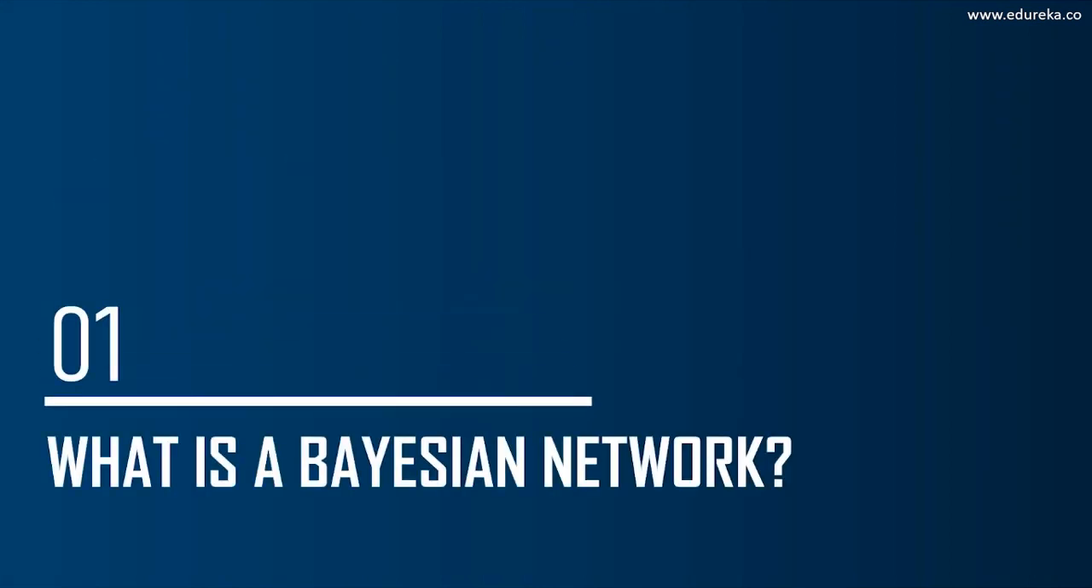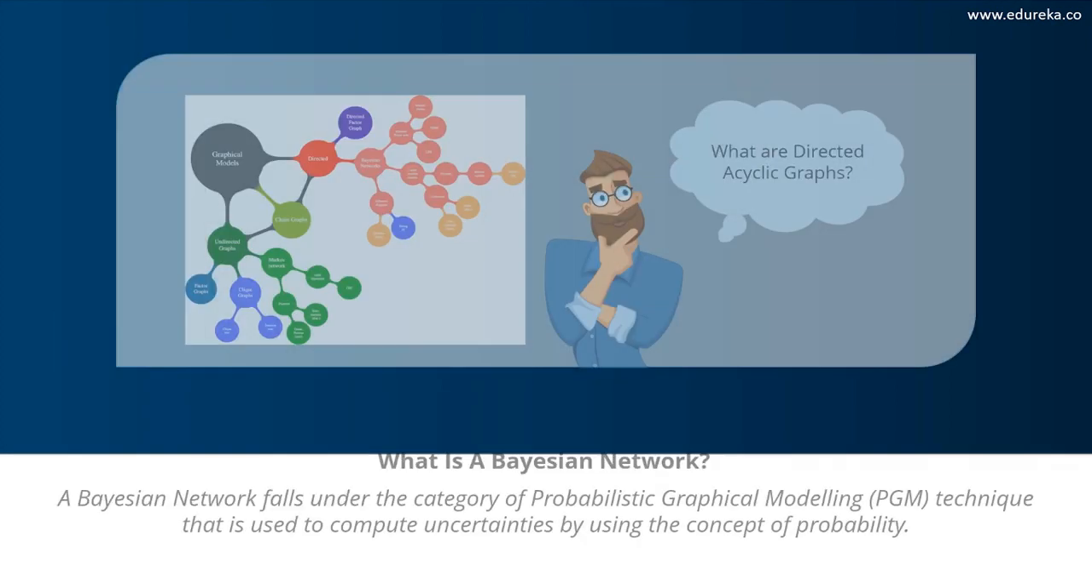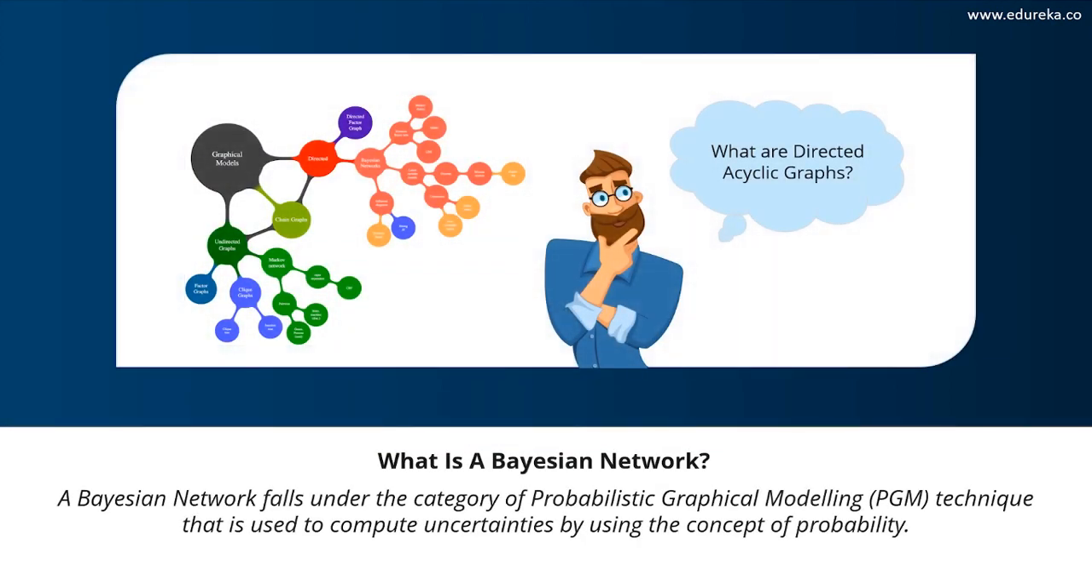So let's get started with what exactly is a Bayesian network. A Bayesian network basically falls under the category of probabilistic graphical modeling, also known as PGM technique, that is used to compute uncertainties by using the concept of probability. So you need to understand the main and the most fundamental concept behind Bayesian networks is probability, right? So probability is a pretty simple concept, right? And a lot of mathematical models are actually based on the concept of probability.